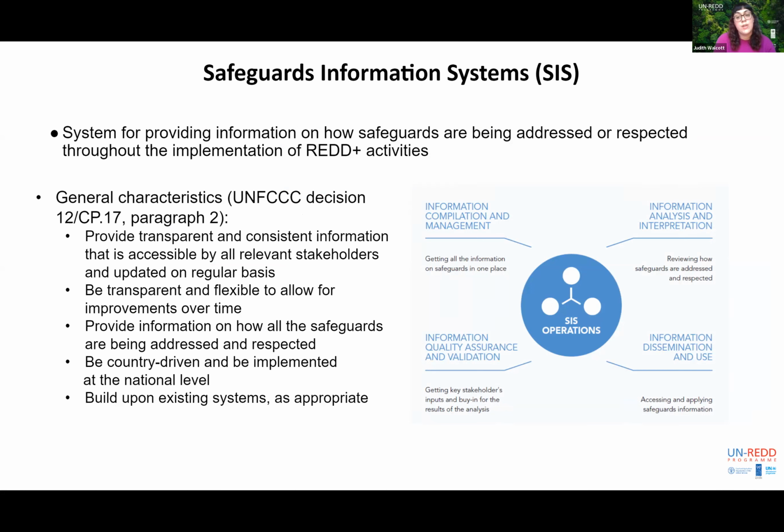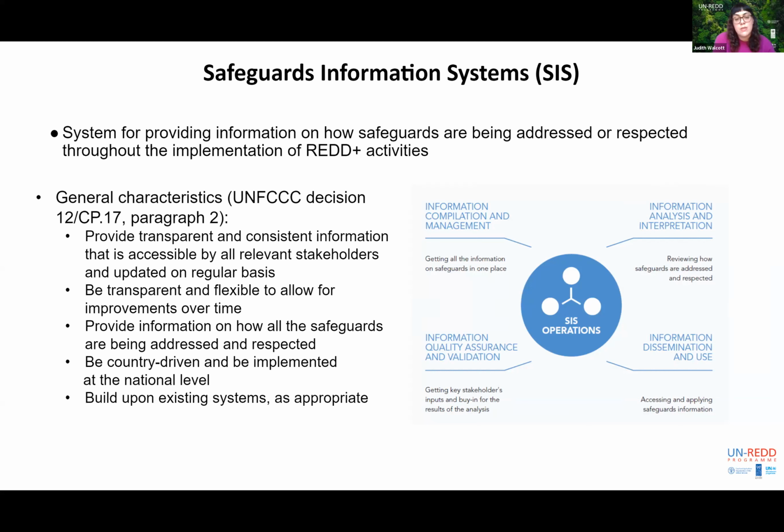But again, it's up to a country if they want to base a safeguard information system in other systems, or use the safeguard information system to report on environmental and social aspects more generally for the forest sector, for REDD, for climate change, or beyond. The UNFCCC has general guidance on what a safeguard information system should include. But again, it's very much up to a country to interpret this decision and guidance and develop systems that are most appropriate depending on country needs, country capacities, as well as thinking of overall sustainability of the system.